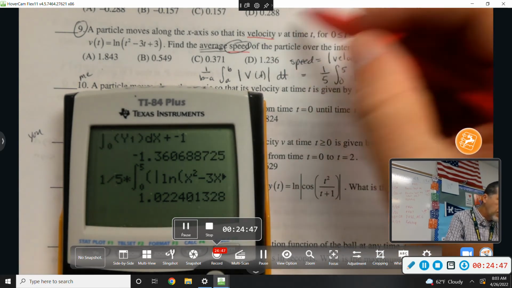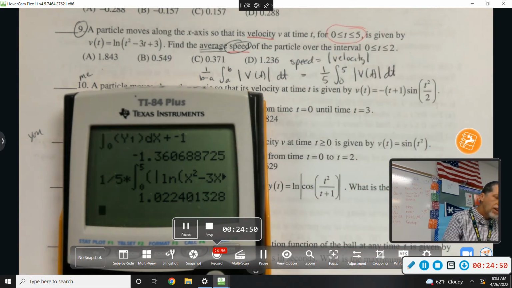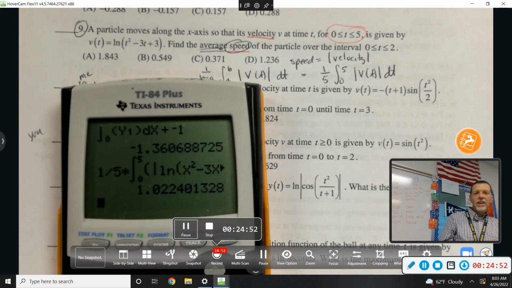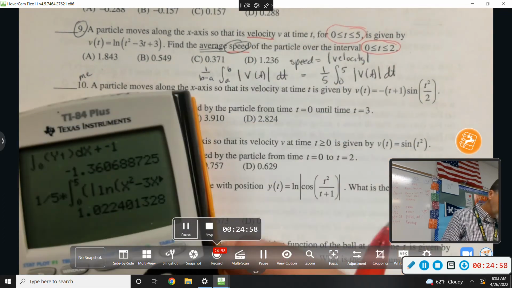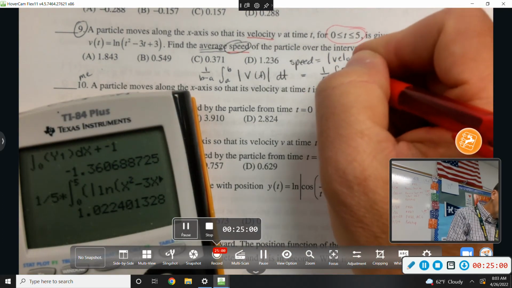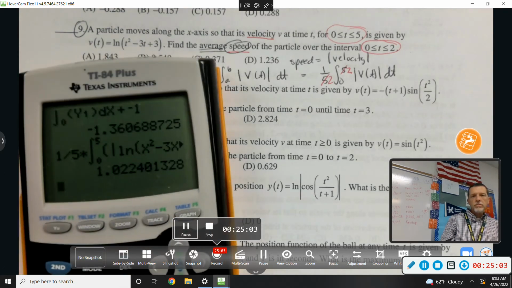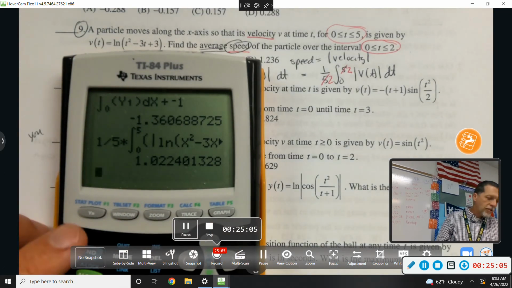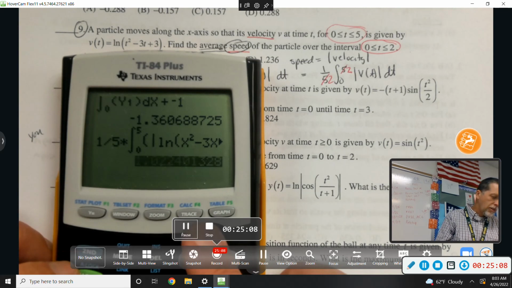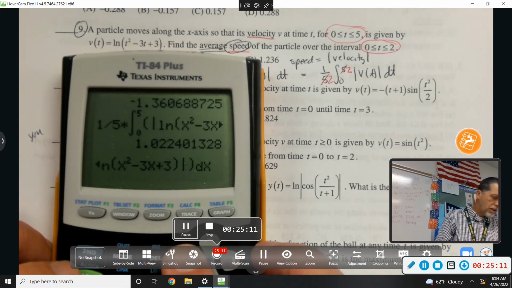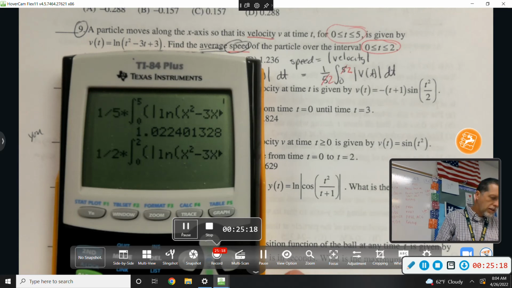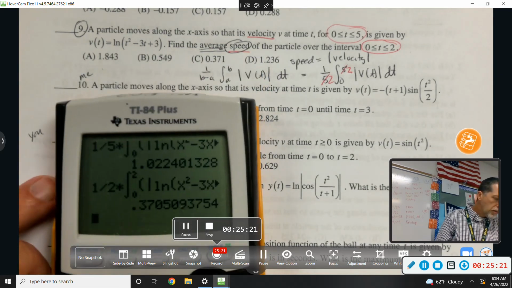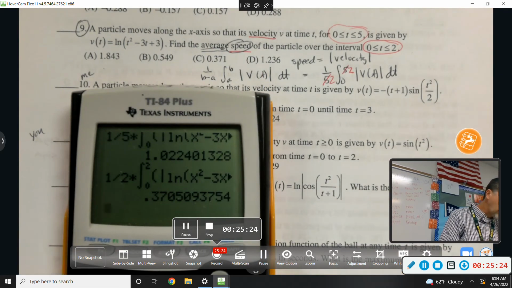So it gives me the equation for 0 to 5, and it wants the average speed from 0 to 2. So instead of going 1 to 5 or 0 to 5, I need to do 0 to 2. So I found the average speed, but from 0 to 5 rather than 0 to 2. It was kind of them to not make that one of the wrong answer choices. Let's see if this works better. 0.371. Yes, I like that better.